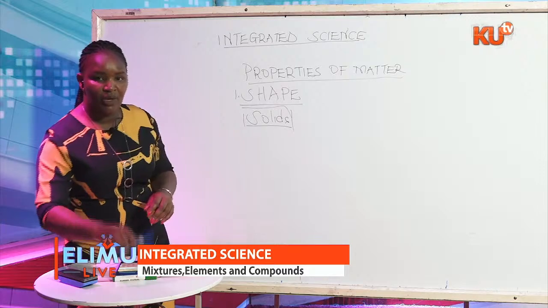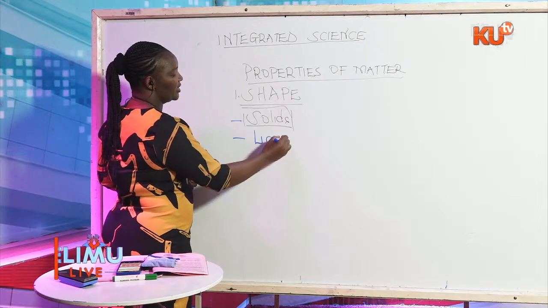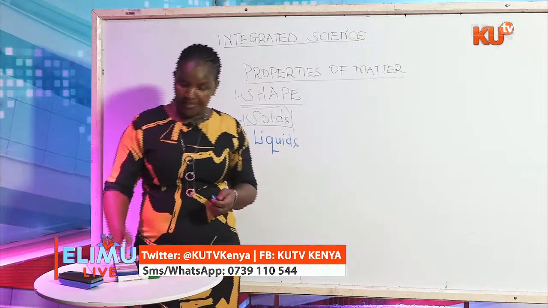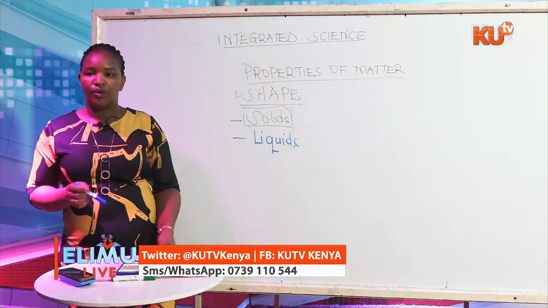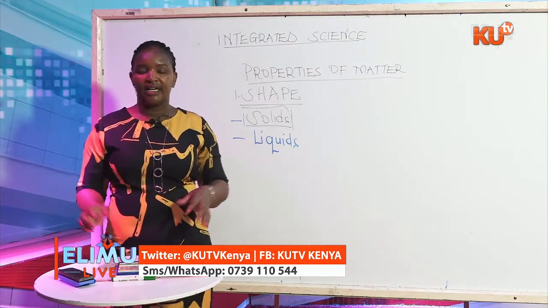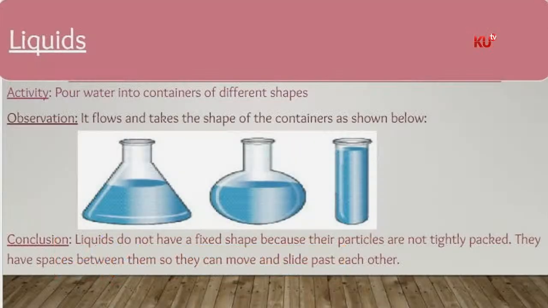We look at the next state of matter, which is liquids. Let's see how liquids behave when it comes to shape. Now, when you take a liquid, for example, water, and in this one I would prefer you use colored water so that you're able to see, you pour that water into containers of different shapes.